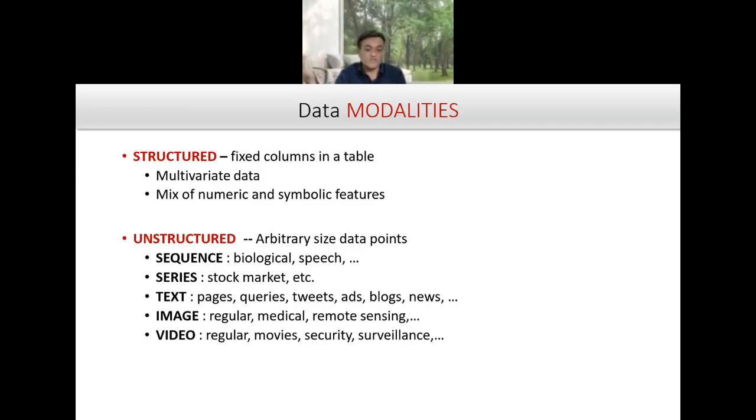Normal regular videos are different. Maybe if it's a football match video, you know something about football and you have knowledge about that, okay, these players are playing over there, and then you can do video analysis using those data. But all these sequence, series, text, images and video data come under the unstructured way. They are not in a table format or a structured format.